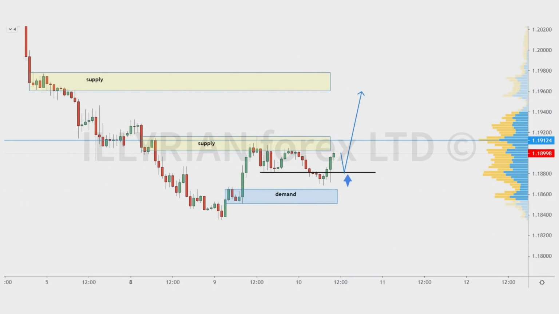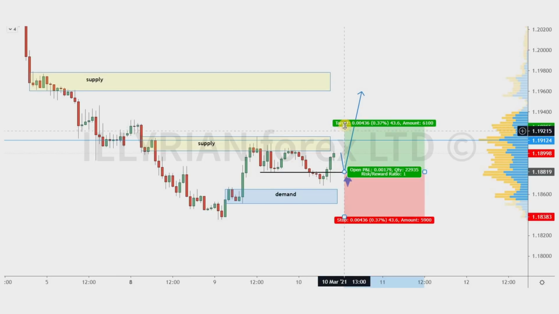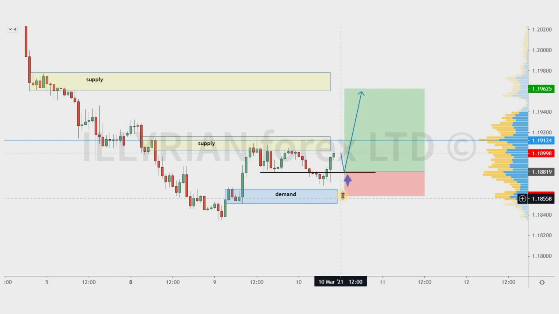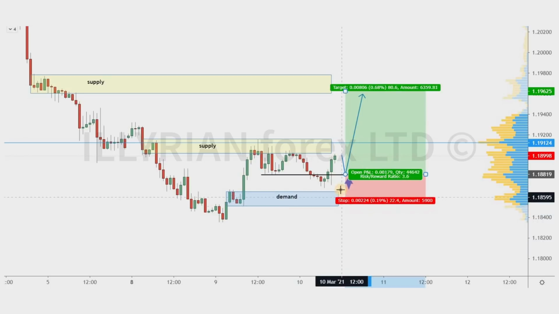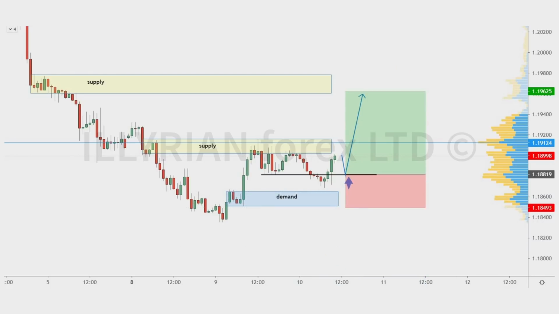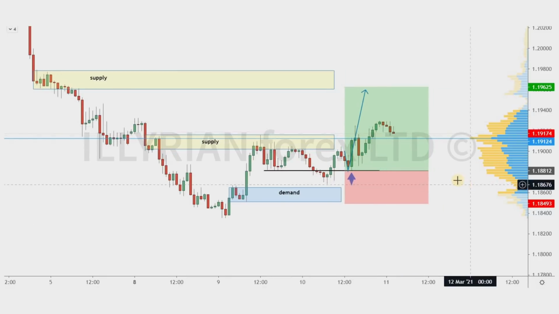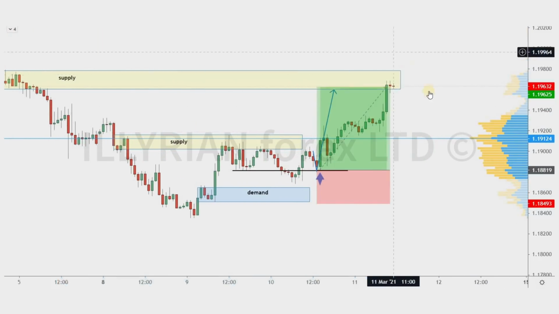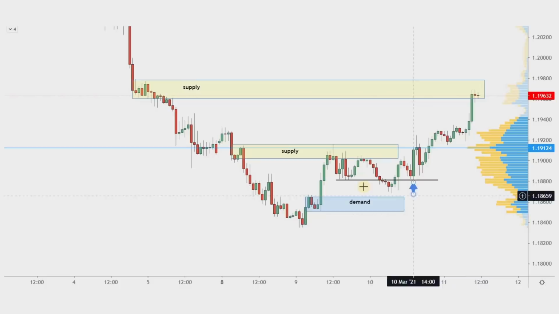The target remains the same, the second supply zone. The stop loss is recommended at least below the low of the structure, or the conservative and safe one, below the demand zone. Both scenarios could offer us a good risk-reward trade. This time, price pulled back at the entry level perfectly and bounced in the upside direction, reaching the second supply zone, our target.